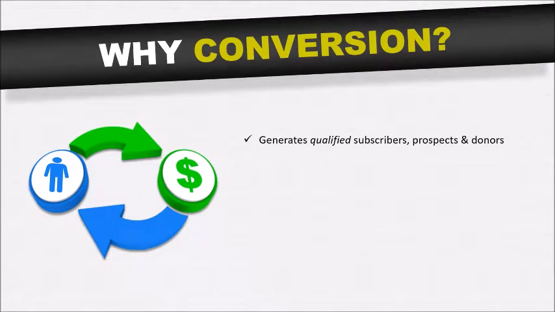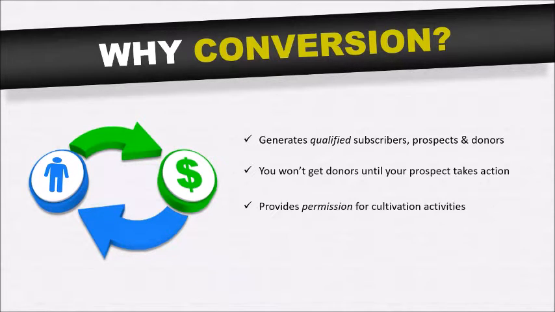Remember, you won't get any donors until your prospect, of course, takes some kind of action. If you ask them to give and they don't give, they aren't a donor, plain and simple. So action is a criteria for becoming a donor. Conversion is also important because it provides permission from your prospect to begin interacting or cultivating them. And once you have their permission to contact them, you can do that over and over again until you move them to the next level, whatever that next level might be.